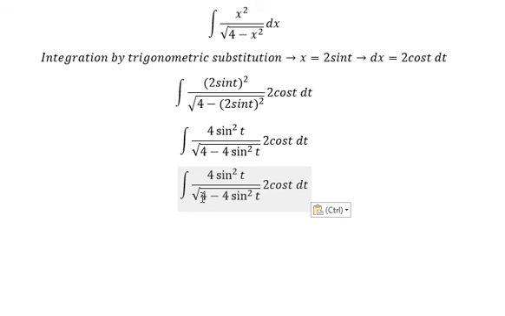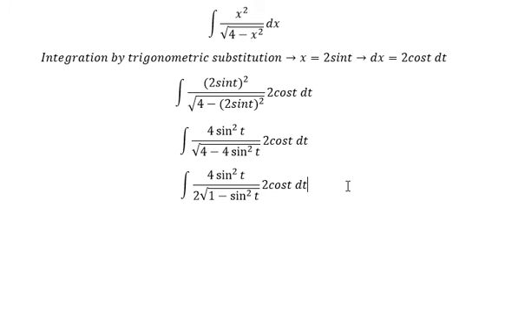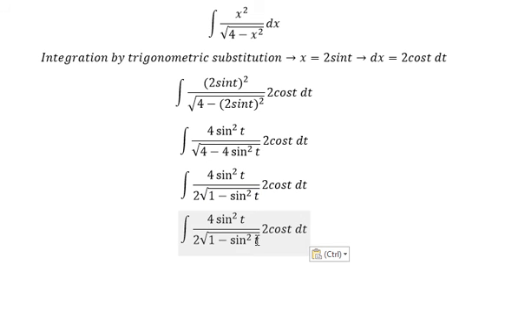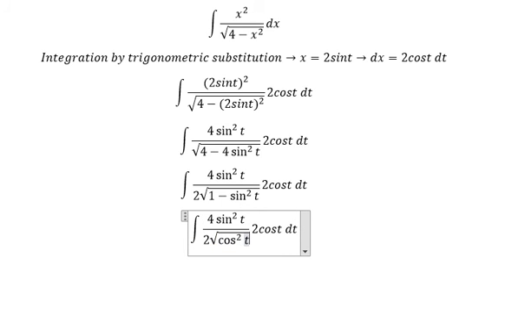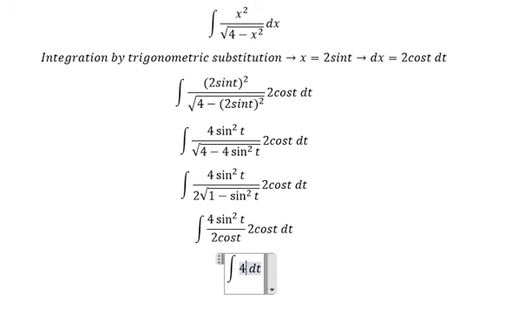The square root of 4 you got 2. One minus sine t square we got cosine t square, and you got cosine t. We simplify 2 cosine t, you just got 4 sine t square.